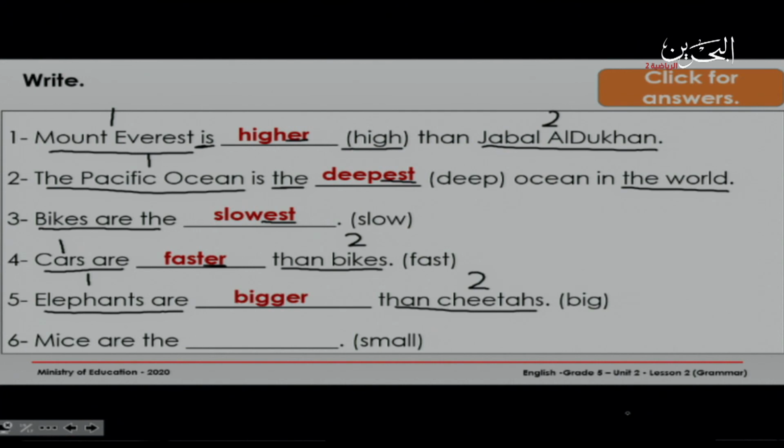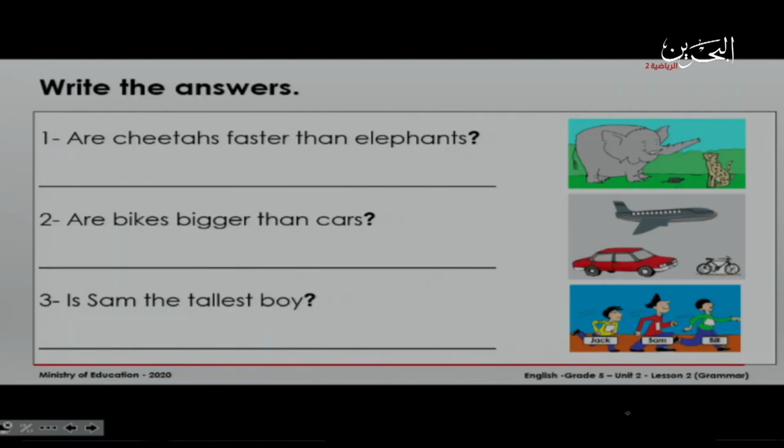Bigger, very good. We added ER for comparative, and remember also we have here one more G because I is a vowel. Let's look at number 6. Mice are the, what's your answer? The smallest. We added EST. Very good.